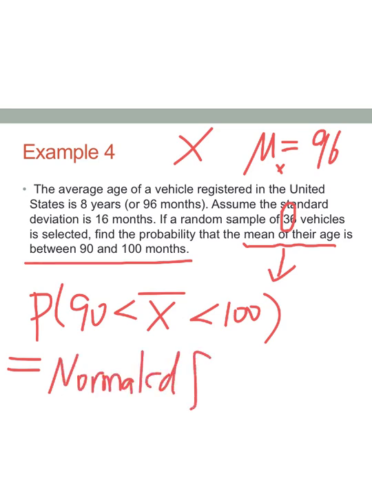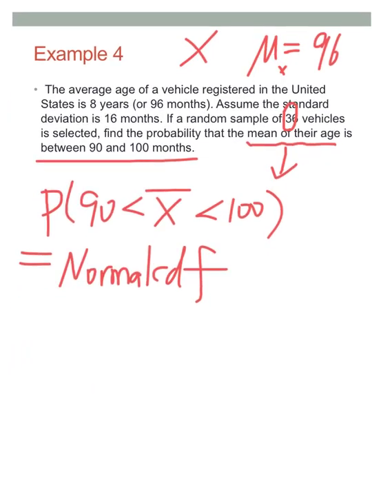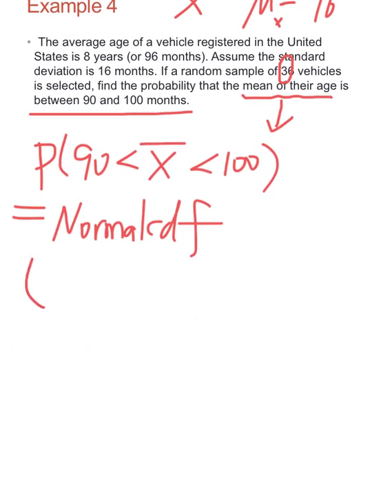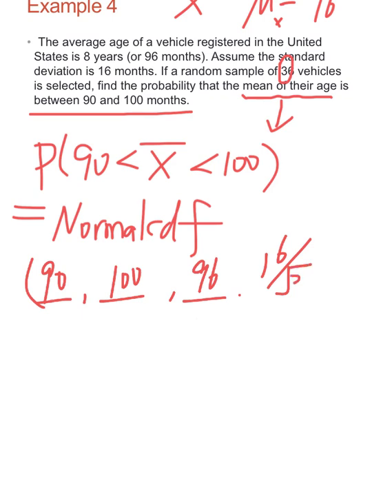So I can use a normal CDF. Then I need to input 4 numbers. Minimum 90, maximum 100. The mean is equal to 96. The standard deviation is equal to 16 months over the square root of the sample size. Input this into the calculator, and you will find the probability value.